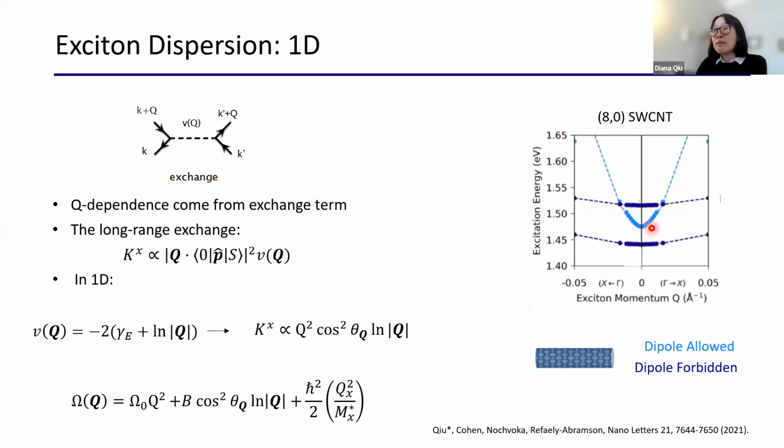But for these light blue dipole allowed excitons, the long-range exchange is non-zero, and you get this cusp-like feature around gamma, which actually fits very well to the function q squared log q. So here, the dots are the explicit results from our first principles calculation, and the dashed lines are the fits to these functional forms from the effective Hamiltonian that we derive.